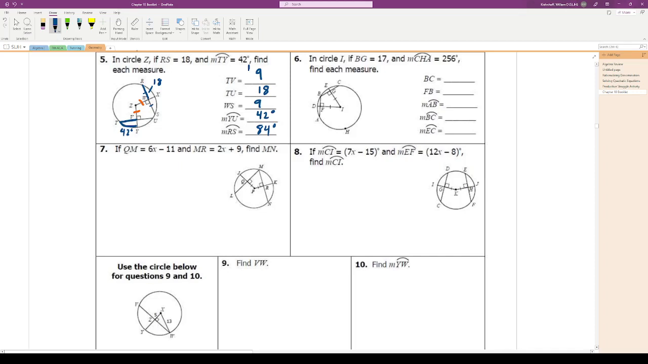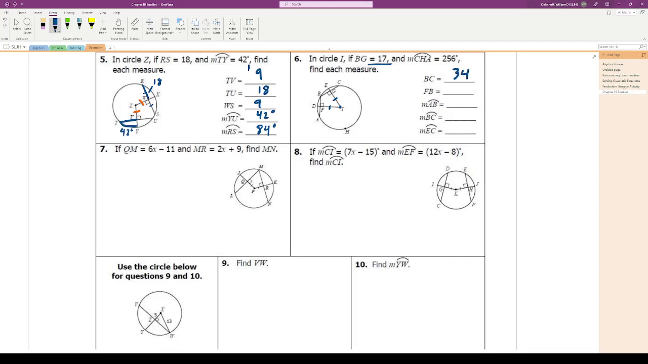Okay, so circle I, so again naming by the center, we have, again, equidistant chords. Here they happen to run into each other, that doesn't matter at all. But we know that these two are equidistant, meaning BC and BA are the same. So here, where it asks for BC, my question is, how long is BA? Or how long is BG is what they give us. So they give us BG is 17, so BC in total would be double that, or 34.